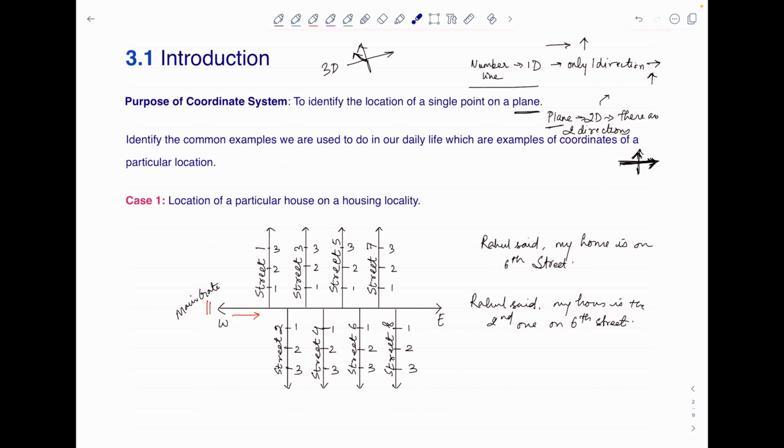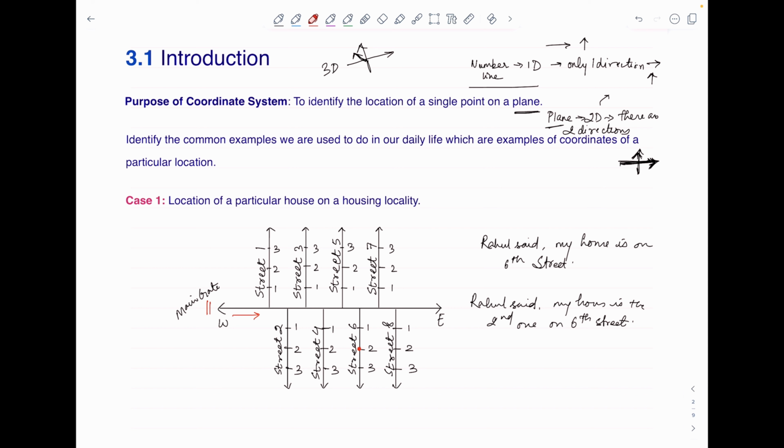Rahul said my house is the second one. The first call he said 6th Street, and you reached 6th Street, but from here there are 3 houses: 1, 2, 3. Which of them is Rahul's house? You didn't know, so you called Rahul: "Tell me which of these houses is your house." Rahul said, "My house is the second one in 6th Street." So you went to 6th Street, left the first house, then reached the second house, and you reached Rahul's house.